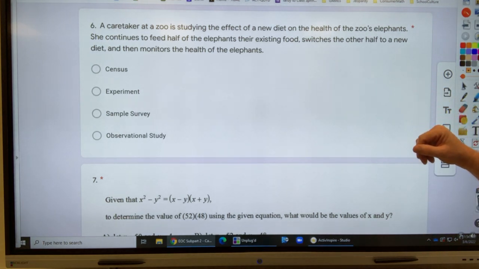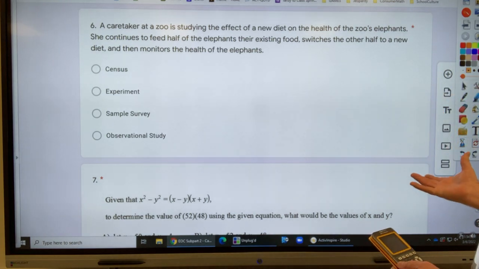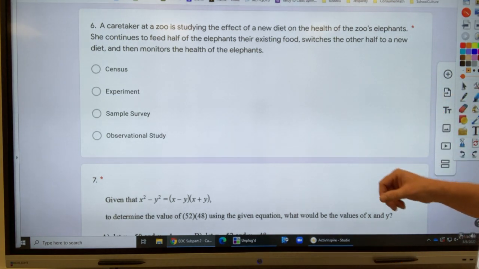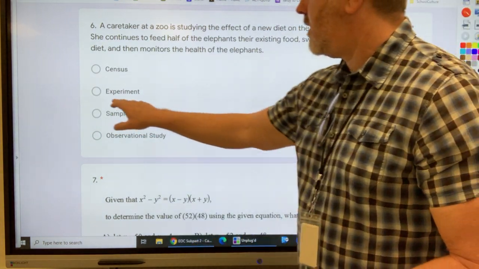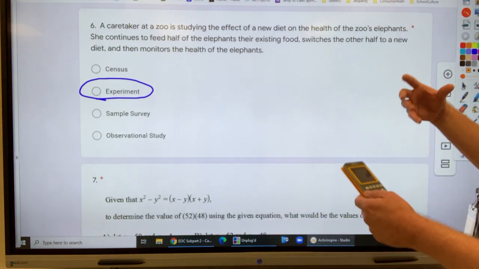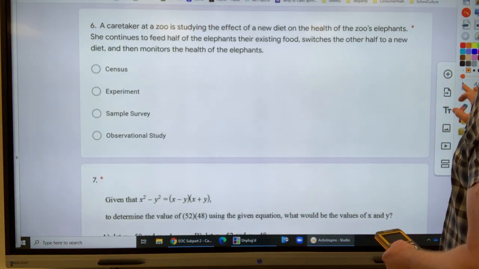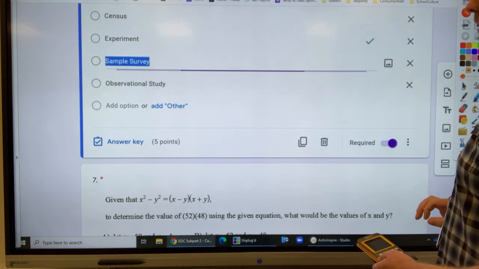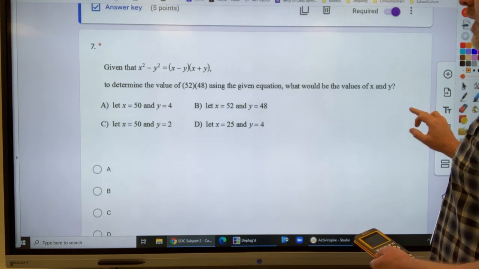Caretaker at the zoo studying the effects of a new diet. She continues to feed half the animals their existing food, switches the other half to a new diet, monitors the health. This is an experiment because she made some changes and then did observation on those changes. So because she acted on it, that makes it an experiment. And we'll double check here. Yep. All right. Next one.